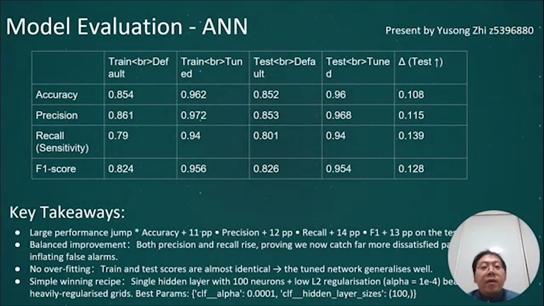And the ANN soars from 85% to 96% accuracy, and F1 from 0.83 to 0.95. Precision and recall both jump over 10 pp, and the train and test gap stays under 0.3 pp. Stronger generalization from the 100 neuron layer.